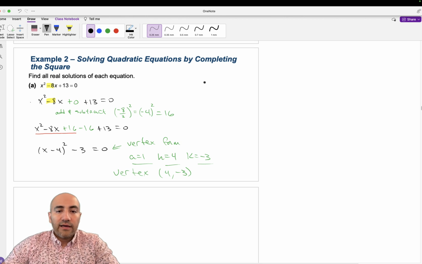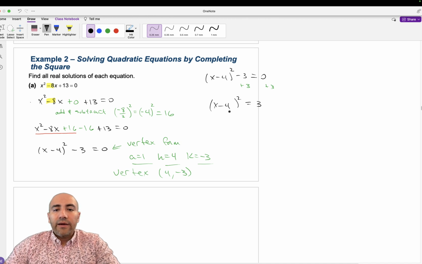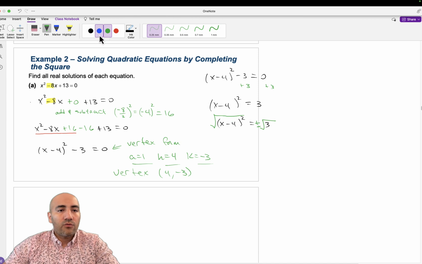So I'm going to come back over here now. I'm going to copy x minus 4 parentheses squared minus 3 equals to 0. And now I can add 3 to both sides, plus 3, plus 3. And I end up with x minus 4 parentheses squared equals to 3. And now I can take the square root of both sides. And remember, when we take the even root of both sides, we have to introduce a plus or minus. This results in x minus 4 equals to plus or minus root 3.